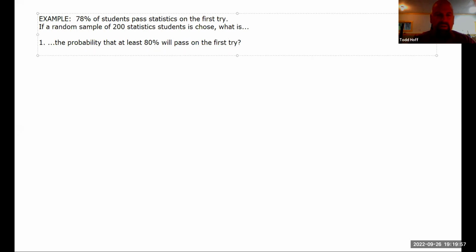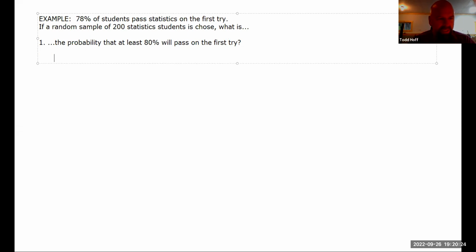Now, unlike with our sampling distribution for the means, where we could compare it to the probability of a single value, we can't do that here. The probability of a single student passing on the first try is just the 78% or 0.78. But we can look at the probability of a group of 200 students.